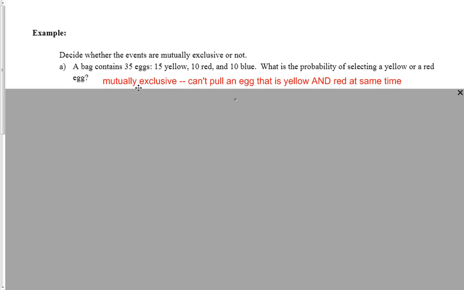What that's really saying is that there's no way that these 2 events can happen at the same time. You're either going to get a yellow or a red, but you can't get a yellow and red egg. And you'll see examples that do have that, and I think you'll understand what that means then.